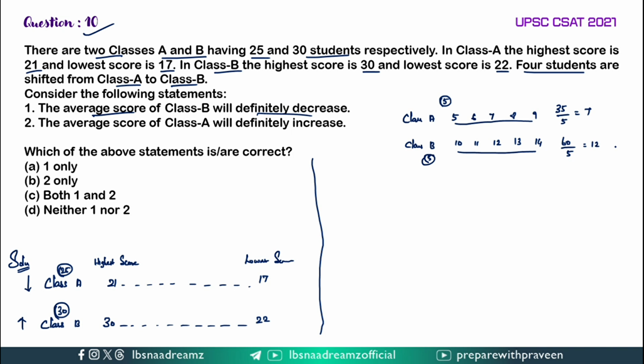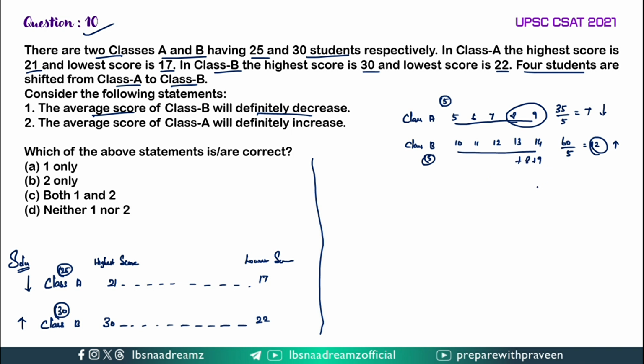See, now if you compare the average score of class A and class B, as I said, B is the highest performing class and class A is the lowest performing class. Now let us move any two students from class A to class B. So let us take these two students, 8 and 9. So here we have to add 8 and 9 also.